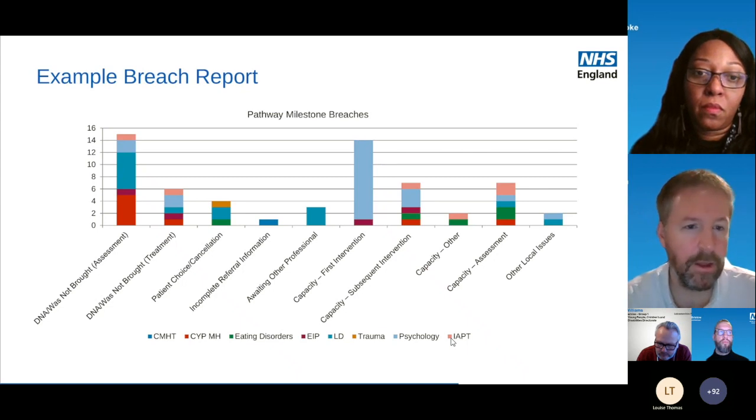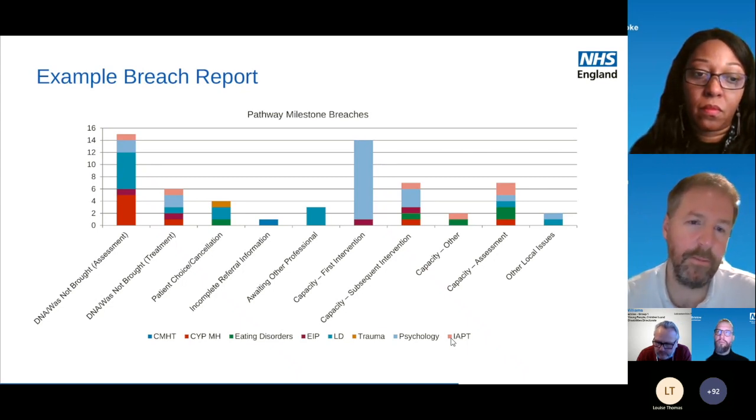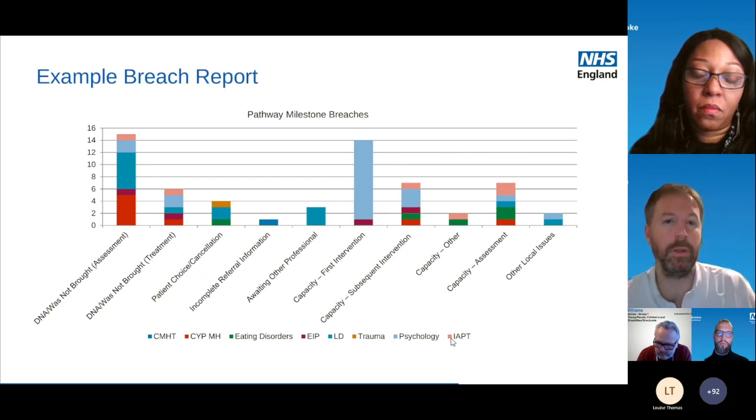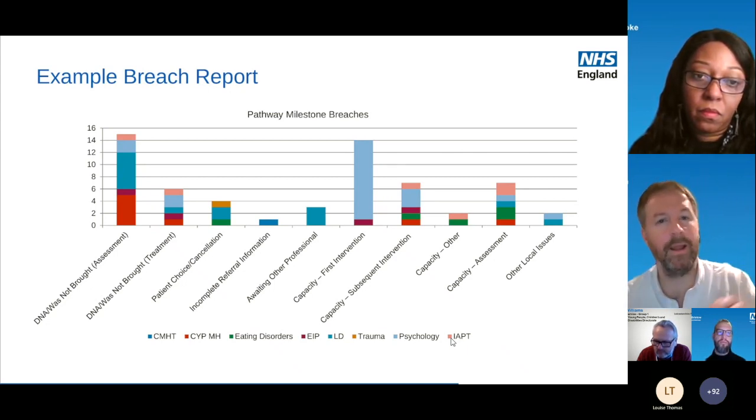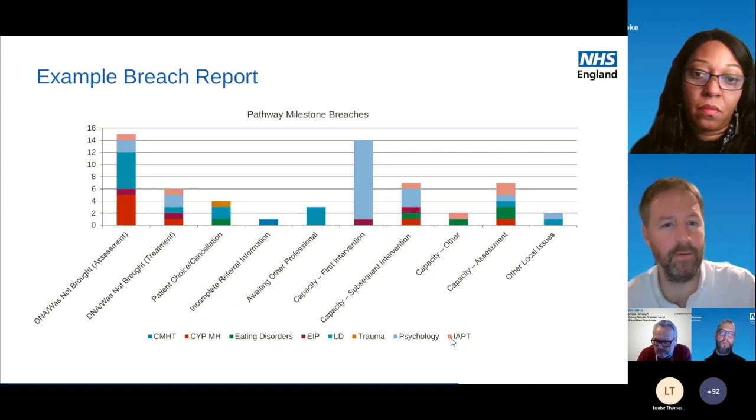I can very quickly look at this and say the pinch points are DNAs for first appointment and first appointment capacity in psychology. Obviously, this is just made up, but very quickly, instead of having to look at a long list of people, I've just looked at this and seen two things that I want to focus on at a strategic level.